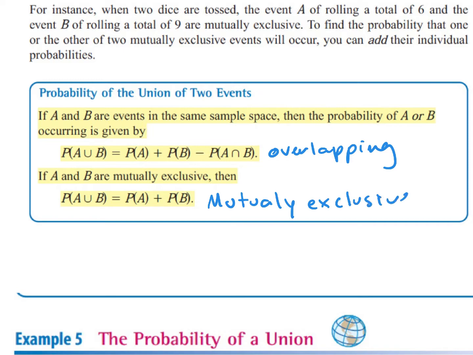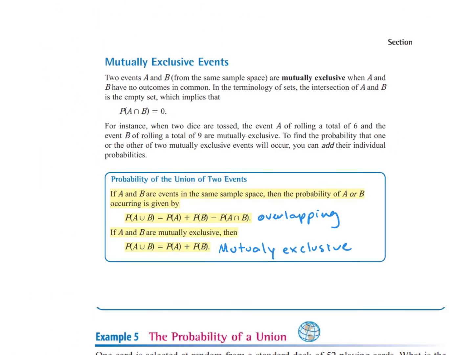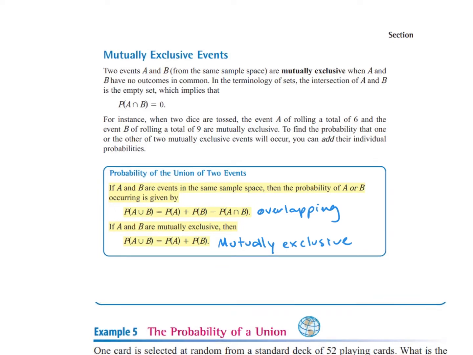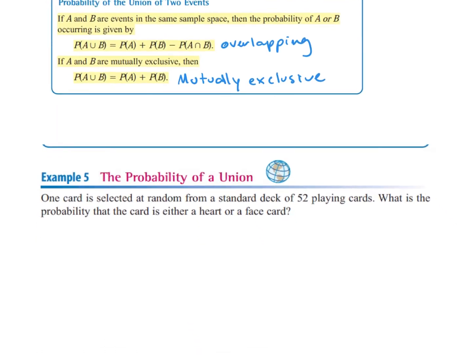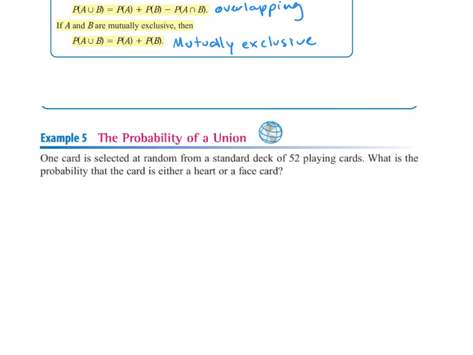A mutually exclusive event would be like, what are the odds of this horse winning a horse race and landing a 6 on a die. So the next two examples I'll give you will be examples of each.